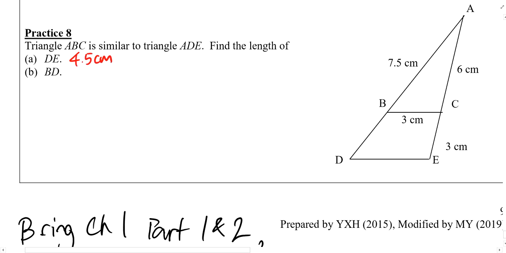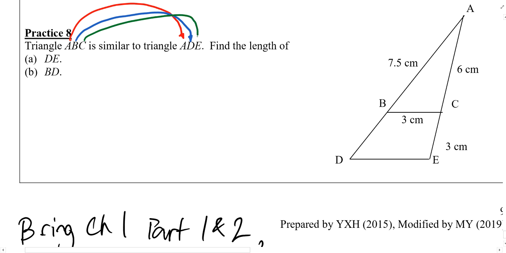Who needs help for part A? 4.5. Right. ABC similar ADE. Let's make sure that we are aware of the corresponding points. So just do this to help us remember. Find the length of DE. Where is DE in my diagram? Over here. So DE has a corresponding side. What is the corresponding side to DE? BC, yes. BC will be the corresponding side.